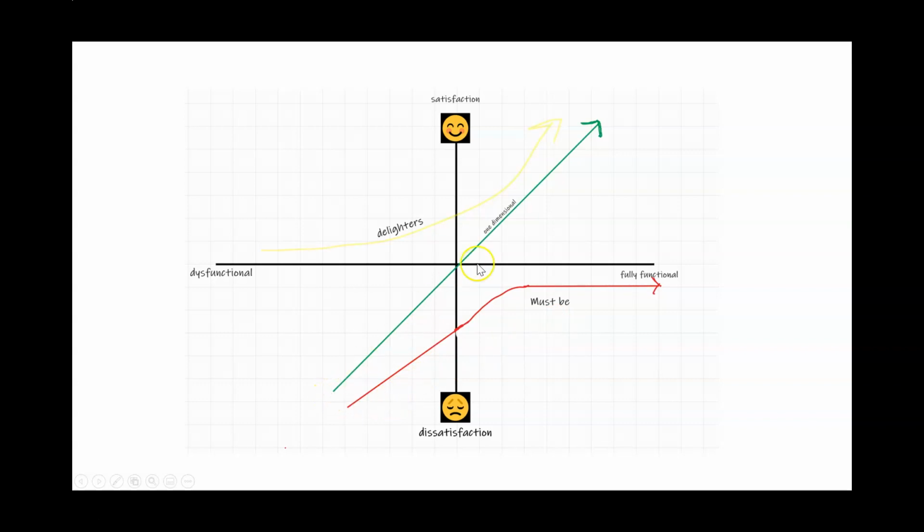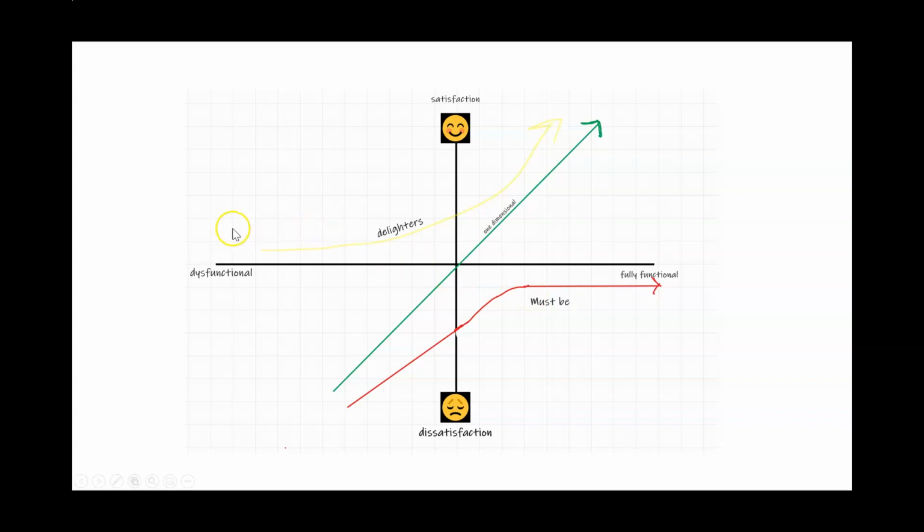The green line is known as one-dimensionals. These are items that you can offer more of in your business, and it'll increase satisfaction. As you can see with the must be, that does not make your customer necessarily more satisfied. Okay, they just have to exist to be in business. And we'll talk more about that as we go into an example.